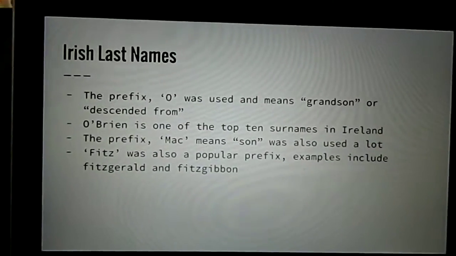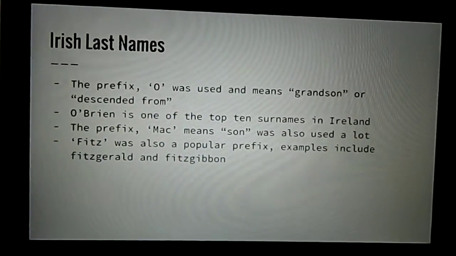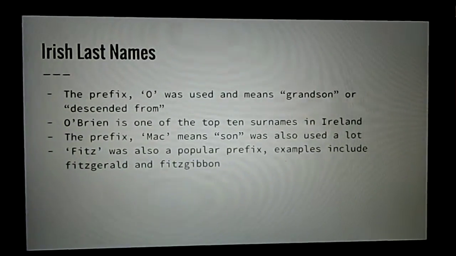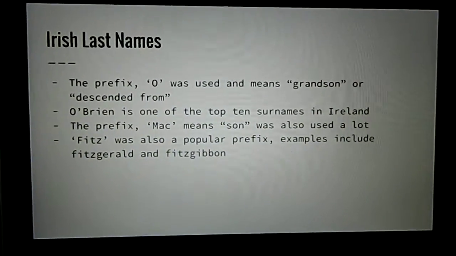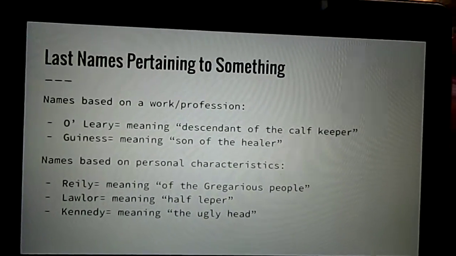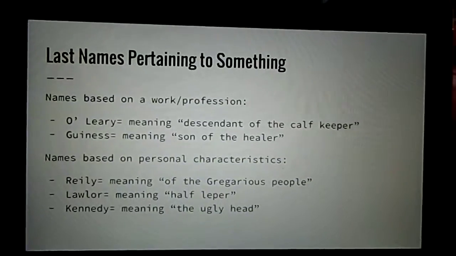The prefix Mac actually means son, and it was also used a lot. Fitz was another really popular one. So it's like Fitzgerald, Fitzgibbons. So last names usually pertain to something, which is really interesting.